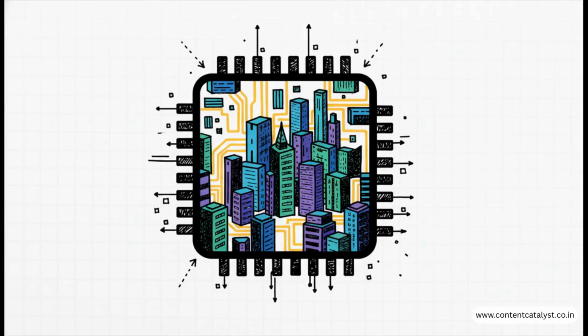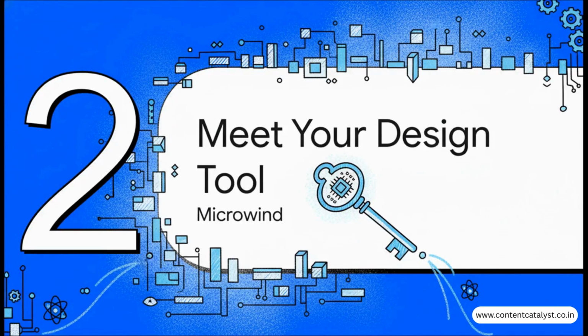Here's a cool way to think about it. Imagine you're a city planner, but for a microscopic world. Every single transistor is like a building, and the wires connecting them, those are the roads. VLSI design is all about laying out these tiny, hyper-efficient cities that run our entire digital lives. Okay, so planning a microscopic city sounds awesome, but how do you actually do that, especially if you're just starting out? Well, you need the right set of blueprints, the right tool, and that's what we're looking at next.